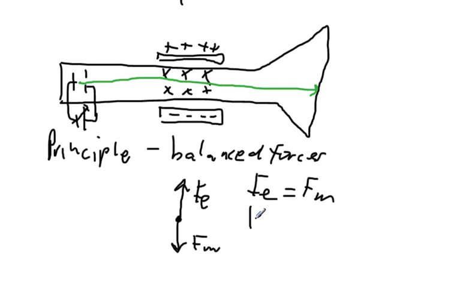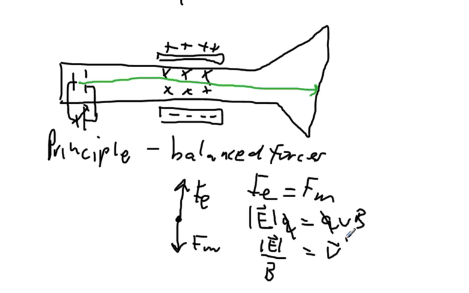We know electric force is defined as EQ from unit 2, and magnetic force is QVB. So you can see that the Q's cancel. He knew the electric field strength, and he knows the magnetic field strength. And so what we can do is find out the speed that those rays are going. That's what he did for the first part of the experiment.